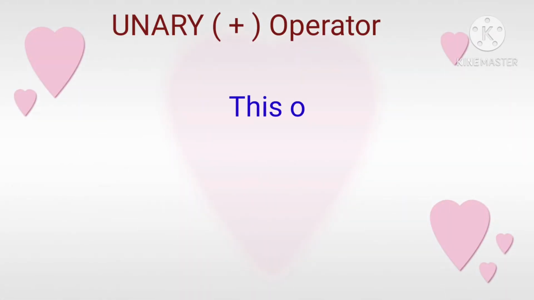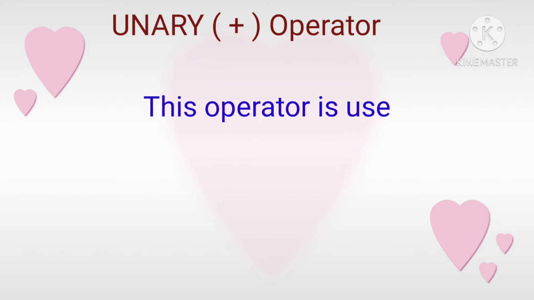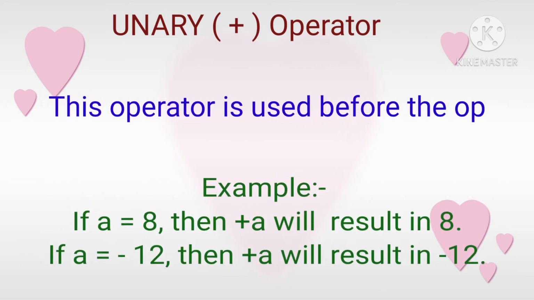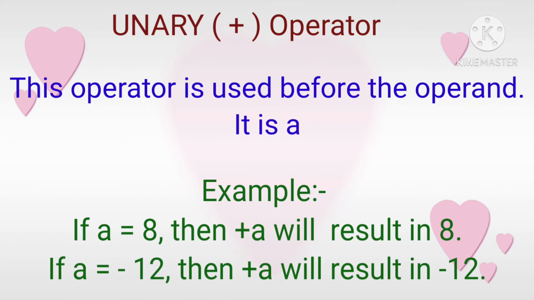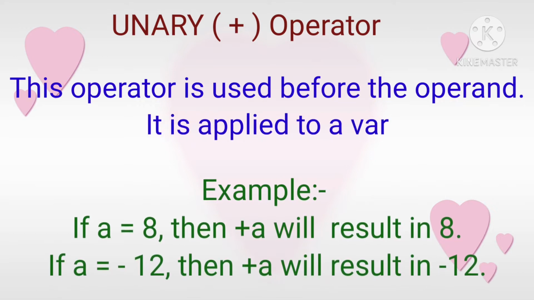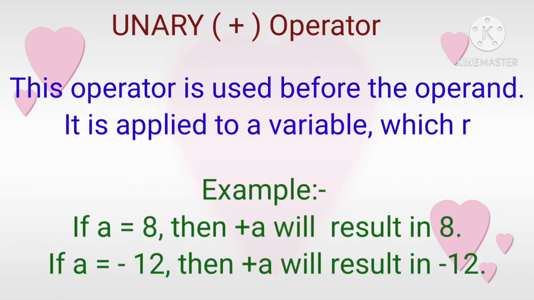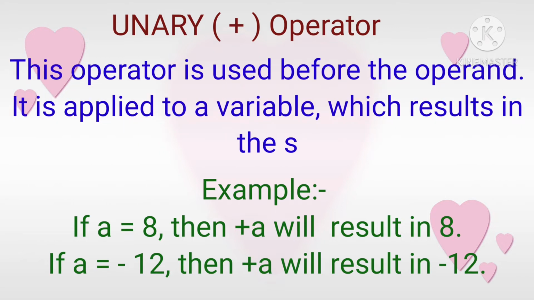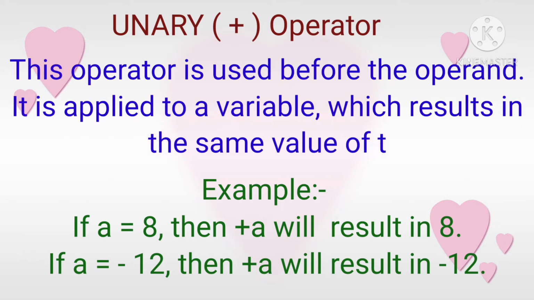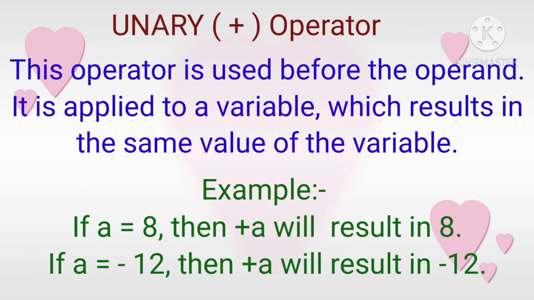Unary plus operator. This operator is used before the operand. It is applied to a variable and results in the same value of the variable. For example, if a equal to 8, then plus a will result in 8. If a equal to minus 12, then plus a will result in minus 12.